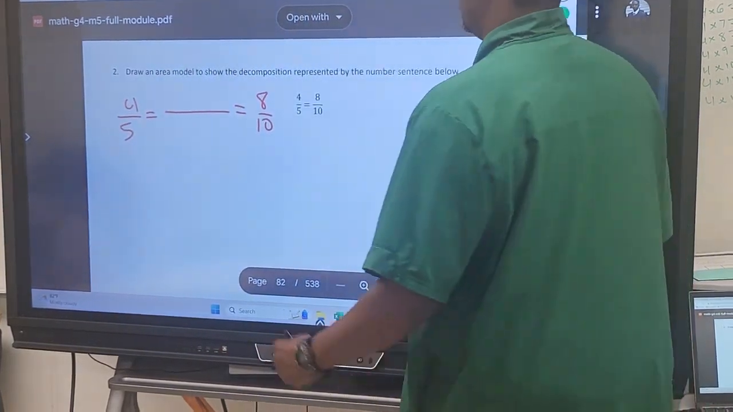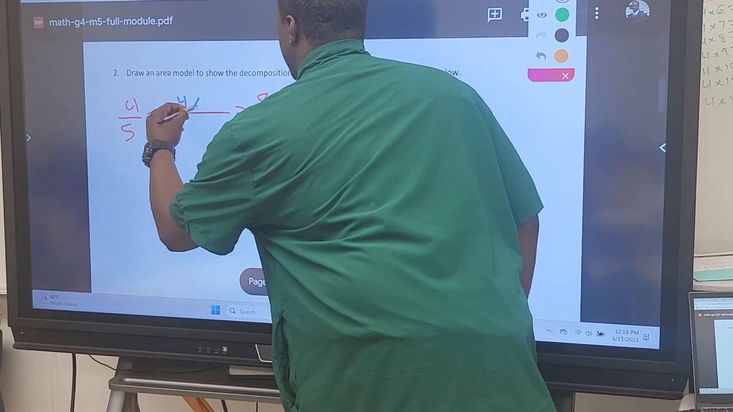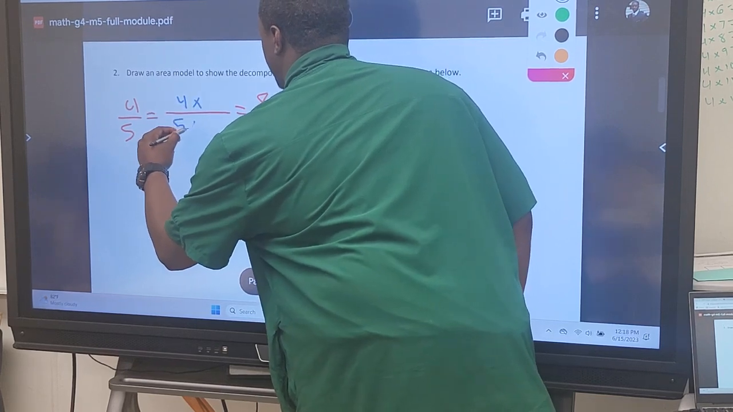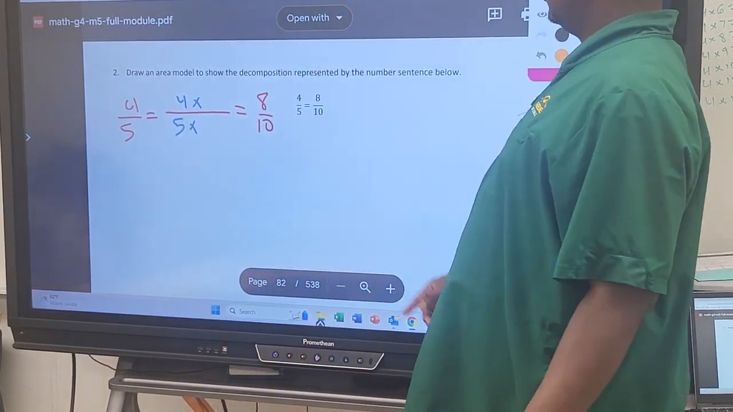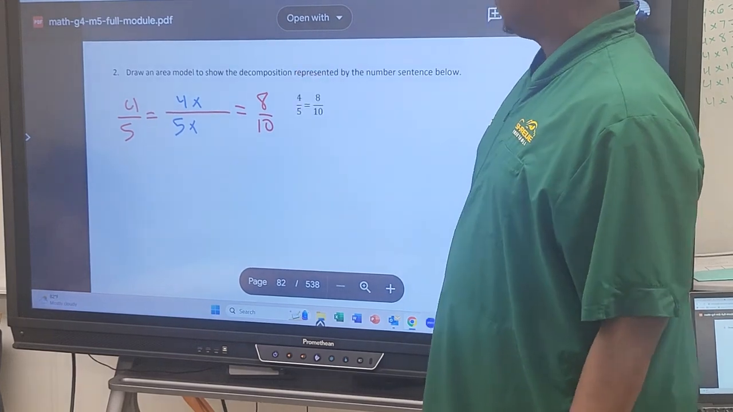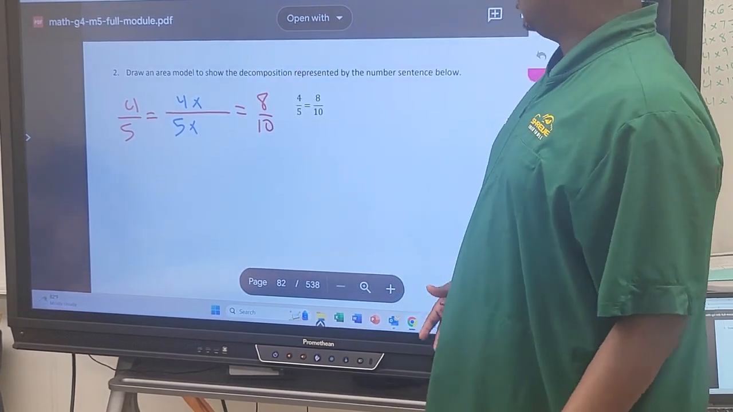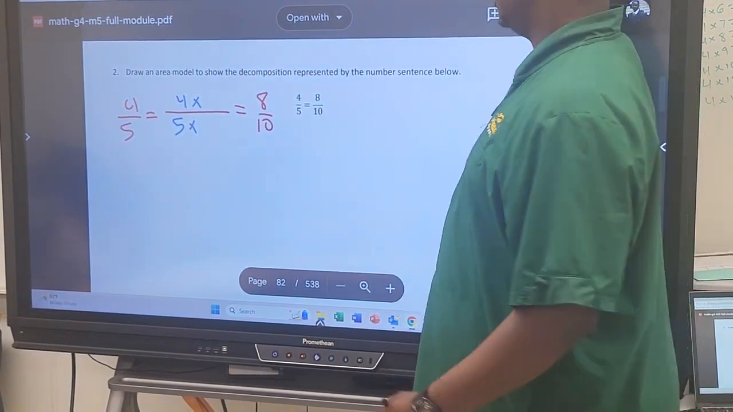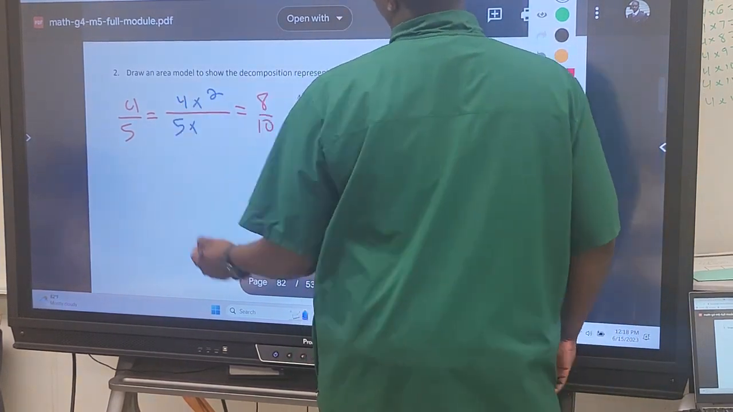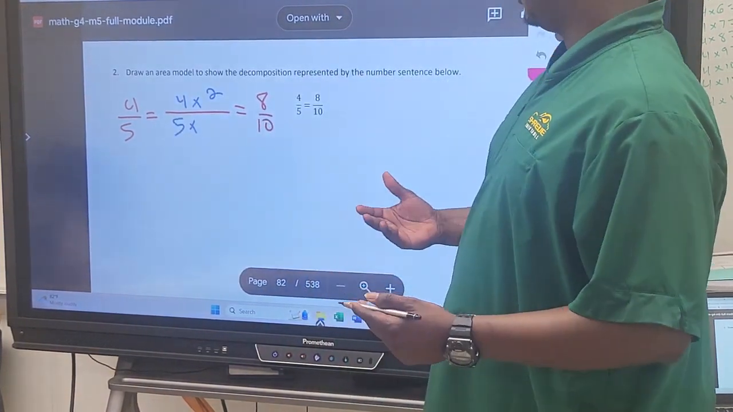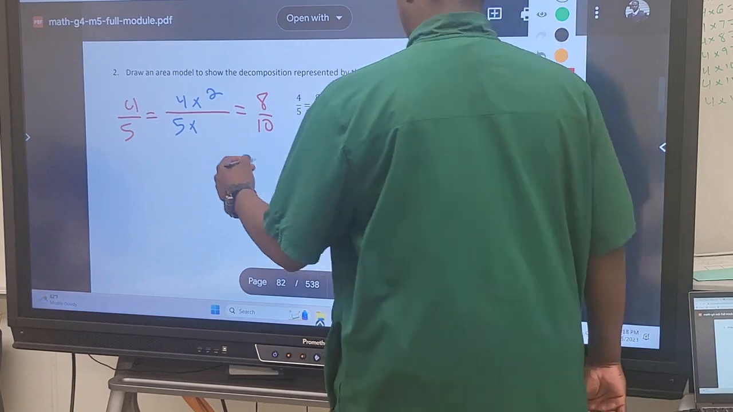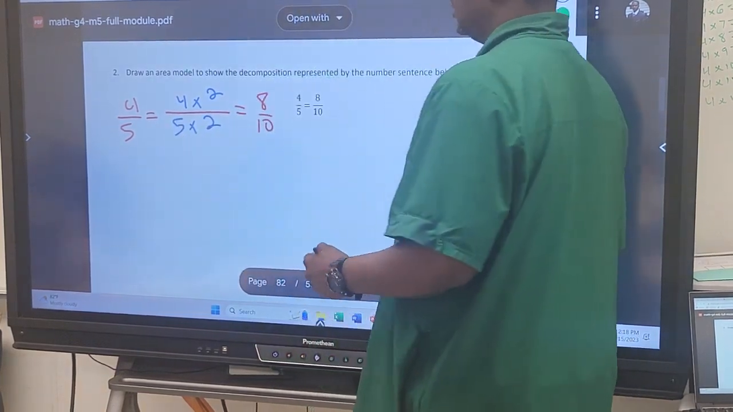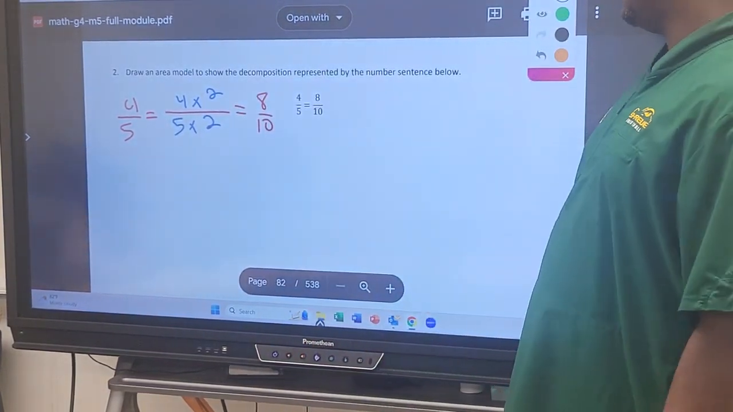Now we gotta see 4 times what number, 5 times what number will give me 8 and 10. So 4 times what gives me 8? 2. Whatever I do to the numerator, I have to do to the denominator. 5 times 2 gives me 10.